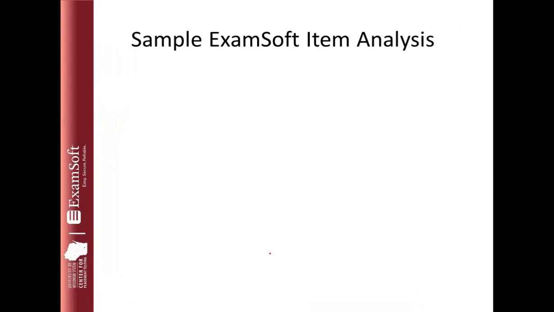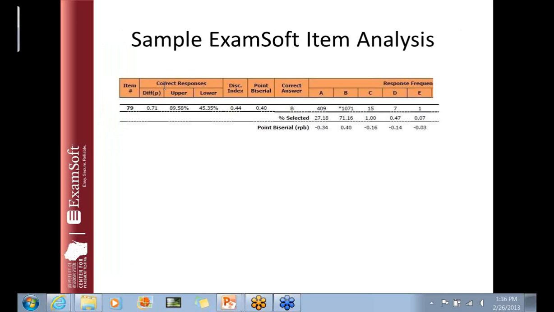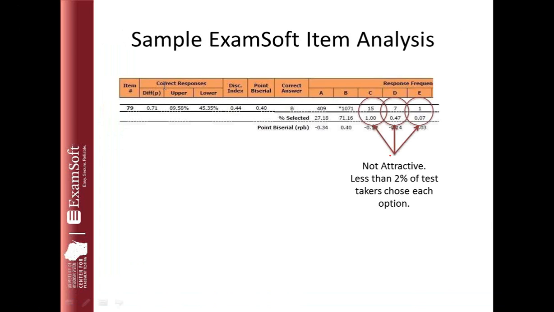Okay, so let's return here to the ExamSoft item analysis. This is it now for a different item. And I just want to talk about a couple of things maybe that we see and what that might suggest to us about how an item is working. So in this particular item here, the first thing that I notice is that we have 3 choices that are really not being selected by very many people. Only 1% of the students are selecting C, about 0.5% are selecting D, and only one student, hardly anybody, is selecting E.